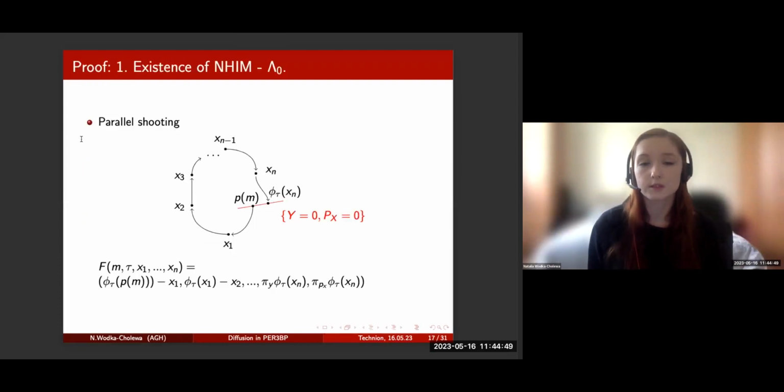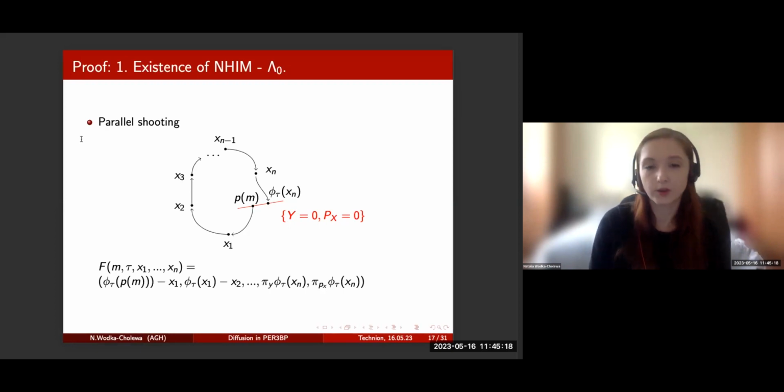So first, existence of these Lyapunov orbits. We use some tools that are really common for rigorous arithmetic, for people who do some numerics. So we have a parallel shooting. Parallel shooting means that we divide. For example, in our case, I want to prove that I have a periodic orbit.